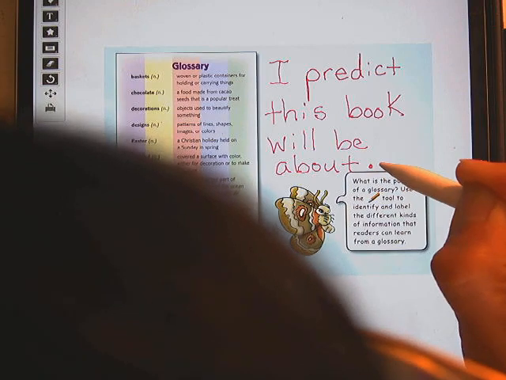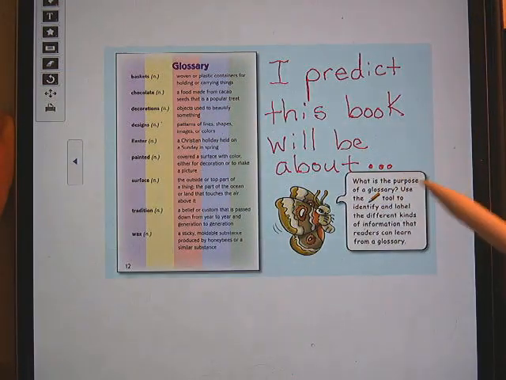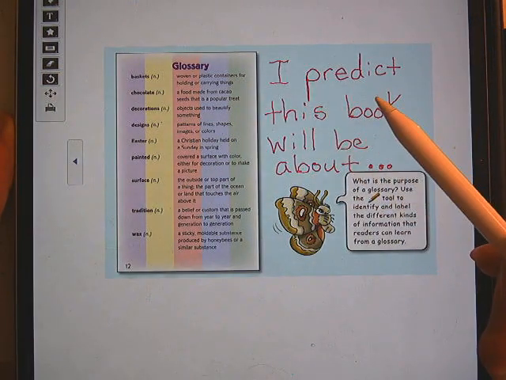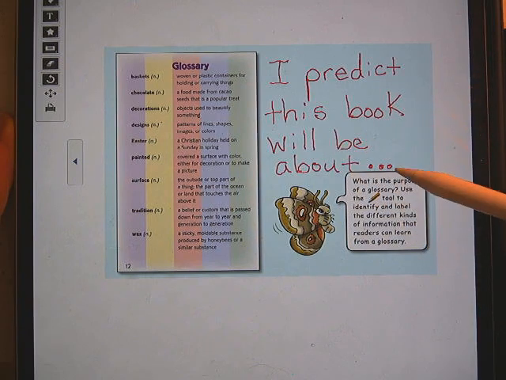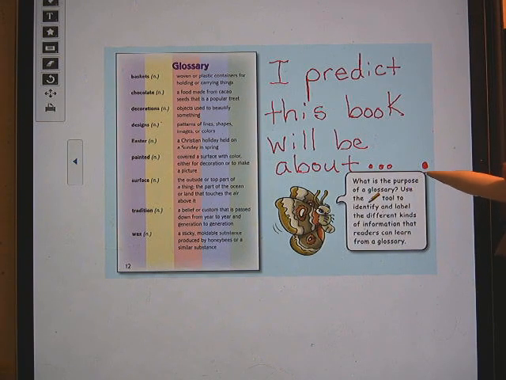You have to finish it. I'm putting these little dots here. That's where you're putting your words. I predict this book will be about. You're going to finish it. Since you're telling me something, it should end in a what? That's right, it should end in a period. If you're telling me something, it will end with a period.